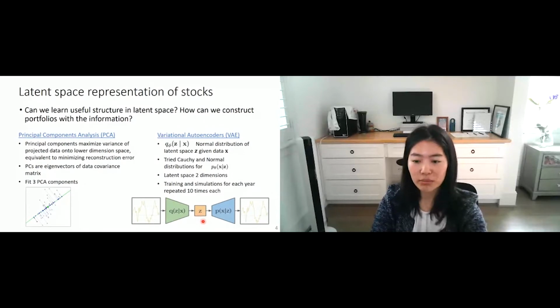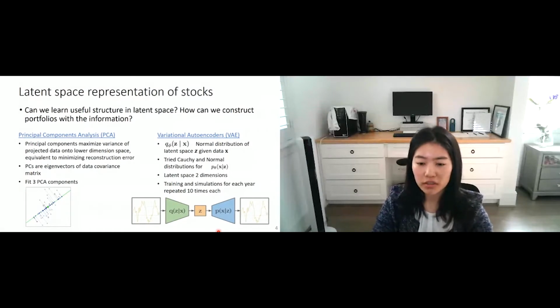And that will be the input to the neural network for P, and the output will be the parameters of either the Cauchy or the normal distribution, and then we can sample that distribution to get a reconstructed data point. And because we are doing sampling of probability distributions, there is this stochastic element. So we did training and simulations for our experiments repeated 10 times.